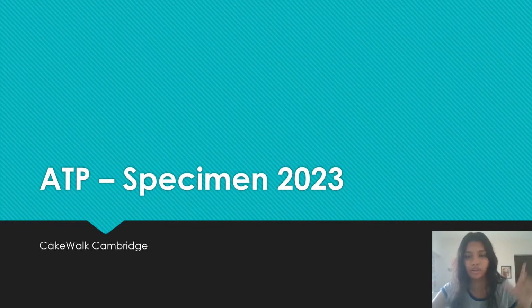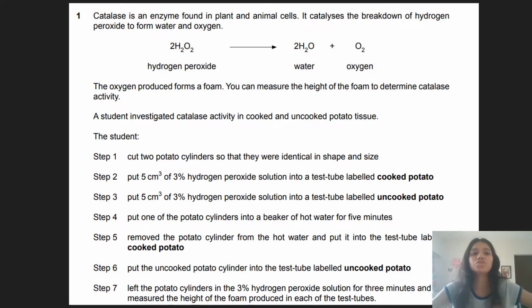I will only be attempting the first 33 marks. The last 7 marks is drawing, and that's pretty self-explanatory. And it's all written very well in the mark scheme, like the guidelines of how to draw. So I will not be attempting that. But let's get started. Okay, so question one.